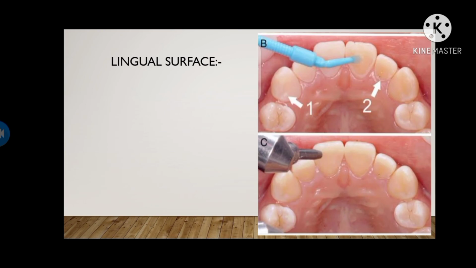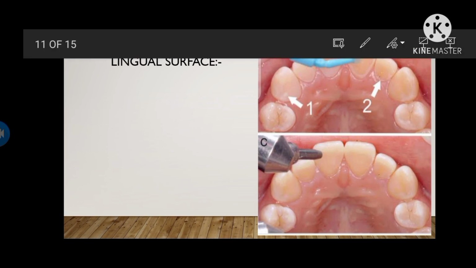So, lingual surface: all the surfaces that are facing towards the tongue are called the lingual surface. In general, we use the term lingual surface, but if we are specifically talking about the maxilla, then the term palatal surface can also be used to refer to the upper jaw teeth, right? But in general, we will call it the lingual surface, that is facing towards the tongue, right?